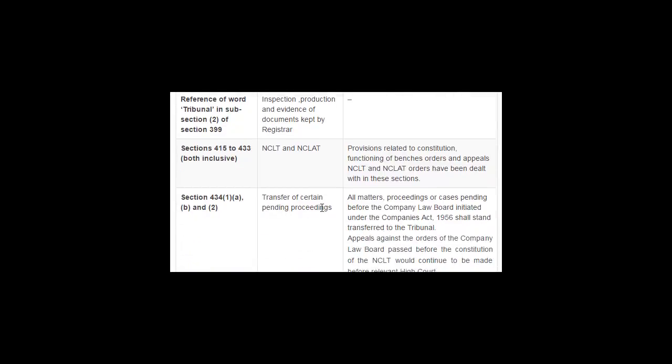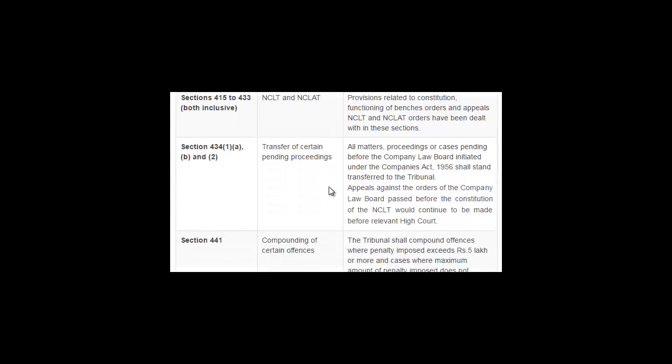Section 434 talks about transfer of certain proceedings. Mainly, all matters, proceedings or cases pending before the Company Law Board, initiated under the Companies Act 1956, shall stand transferred to the tribunal through this section 434(1)(a), (b) and (2). So now, if your case is pending before the Company Law Board under the Companies Act 1956, it can be shifted to the tribunal itself, considering section 434(1)(a), (b) and (2).